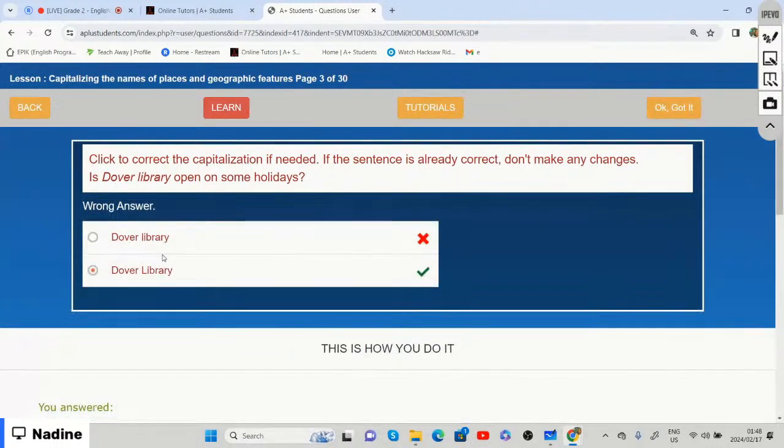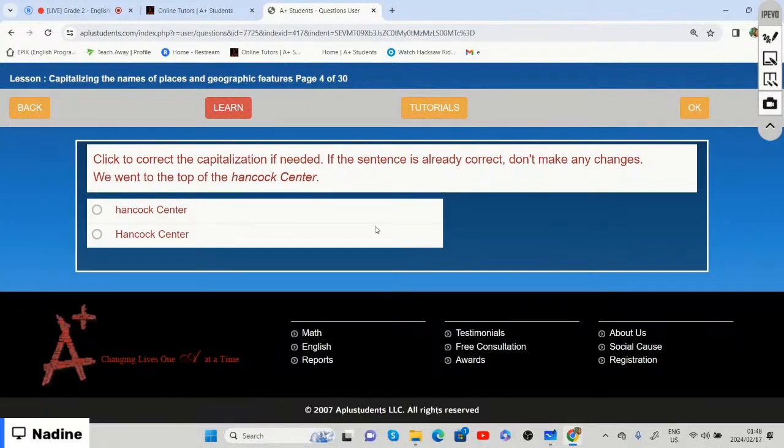And you see, the thing is, when you make mention of the name of a place, for example, Dover Library, because if we just had to say, I'm going to the library, then we write it in lowercase. But as soon as we name the place, then we write both words in capital letters, right? But well done, well done.